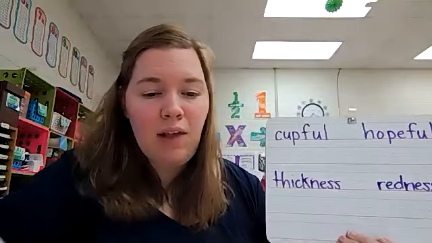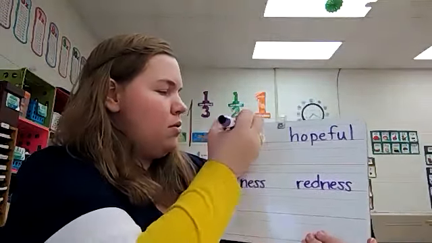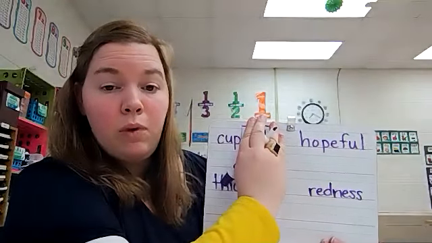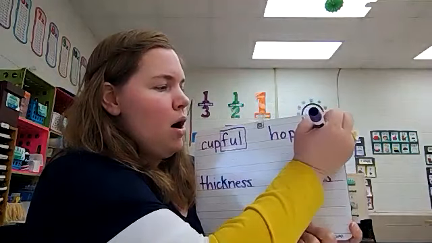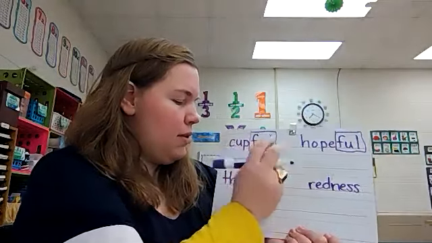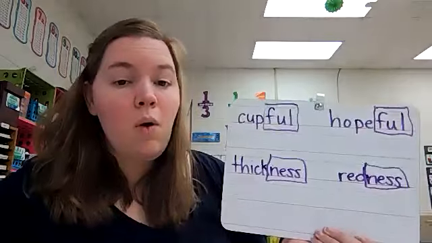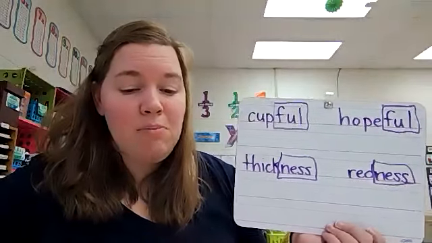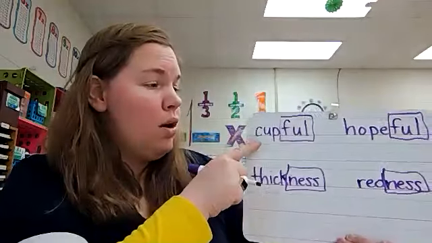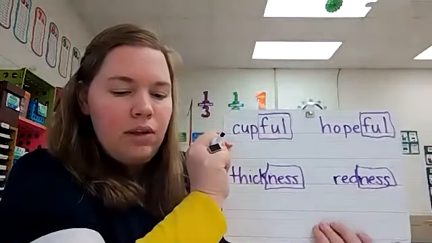Do you remember how to code suffixes? We put a box around them, very good. And once we put the box around, we want to make sure that only a root word is left. So when we cover that up, we're left with the word cup. When we box in the suffix, we have the word hope. Put a box around the suffix, you're left with thick. Put a box around the suffix and you're left with the word red. Now, after we box the suffix and we've made sure that a root word is left, all we have to do is go back and code the root words. There's no other coding inside the suffix. So let's go through and code all of these words.